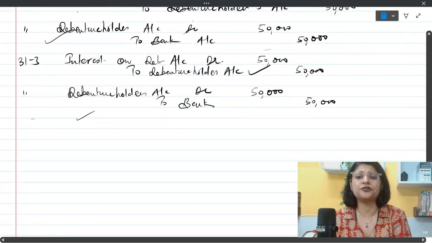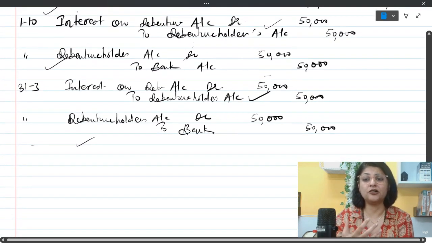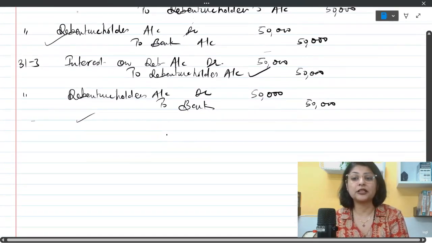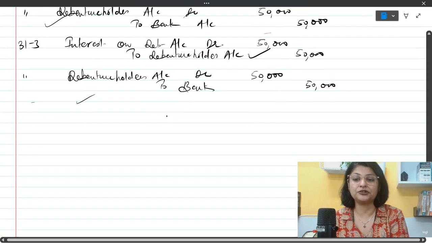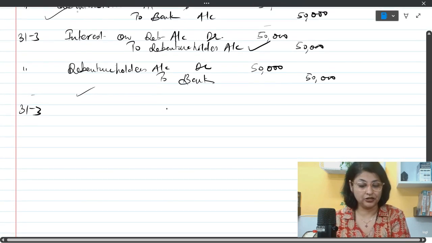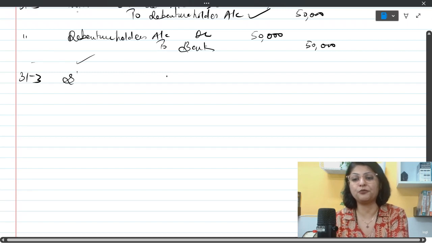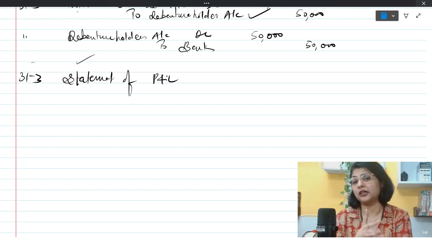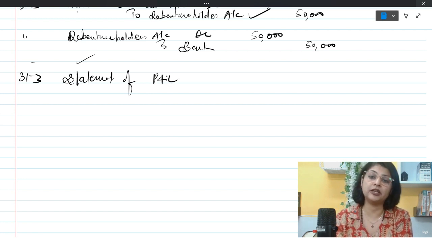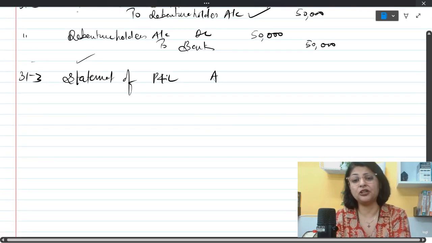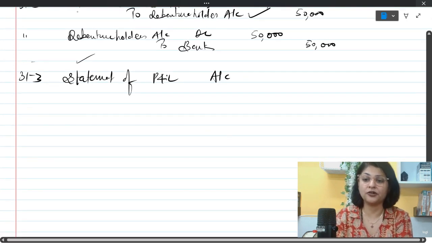We are going to write down the entry for closing this account, which is also technically called writing off. So writing off of interest on debenture, interest on debenture account will be written off from statement of profit and loss. So entry is going to be statement of profit and loss, and this entry will be passed only once on 31st of March. When we are giving interest on debenture on 1st of October, at that time this entry will not be passed, only at the year end you are going to pass this entry.